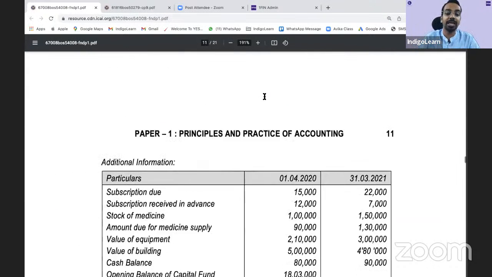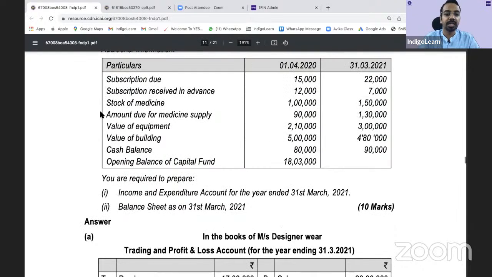So we have to see if there are any creditors also. See this one, amount due for medicine supply, 90 and 130. So you have to interlink the adjustments before solving in the examination. Amount due for medicine supply, opening balance was 90, closing balance is 130, and we have made certain payments also. From that, we will be able to calculate purchases.